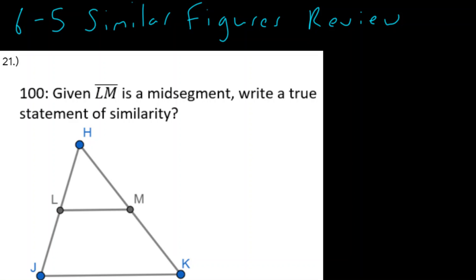Alright, welcome to 6-5, Similar Figures Review. Now it says given LM is a mid-segment, so there's LM, our mid-segment, write a true statement of similarity.